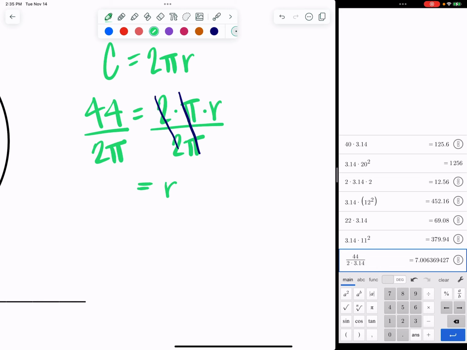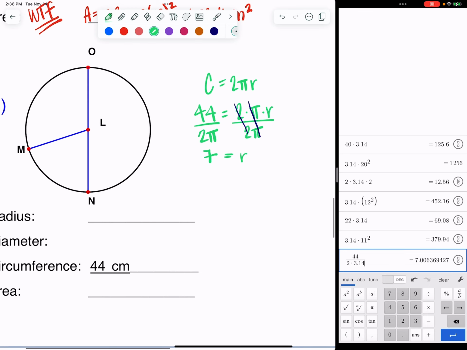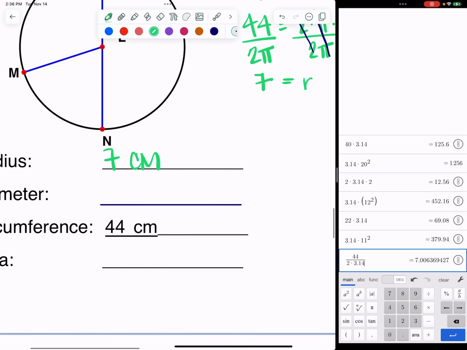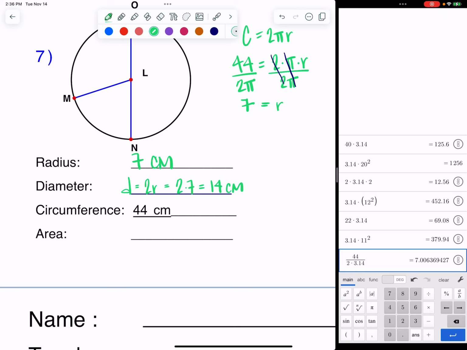So my radius is 7.006369 and some change. That is so close to 7, folks. We're just going to go with 7. So our radius is 7 centimeters. I left off the answer blank for diameter, but that's okay. We need to find diameter. I know that diameter is 2 times the radius. So that means I have a diameter of 14 centimeters.